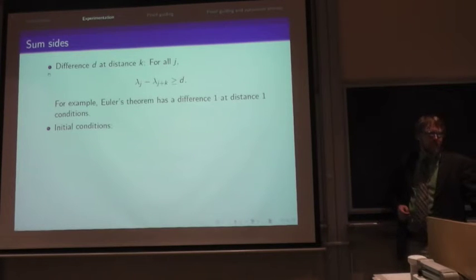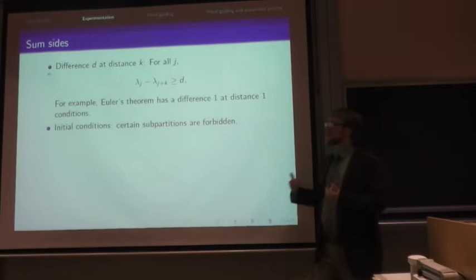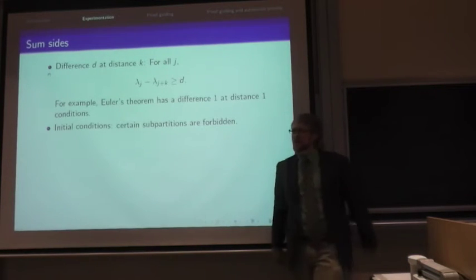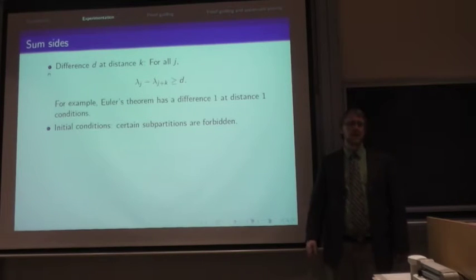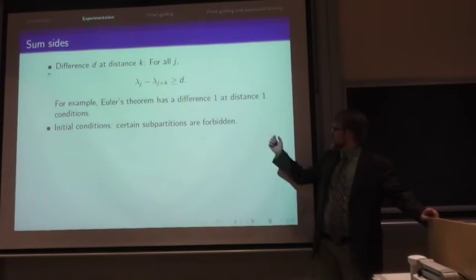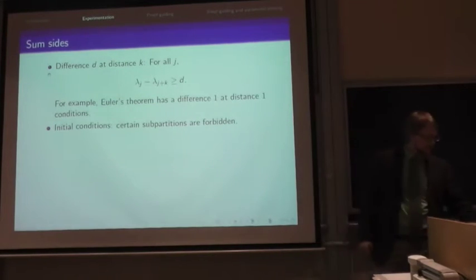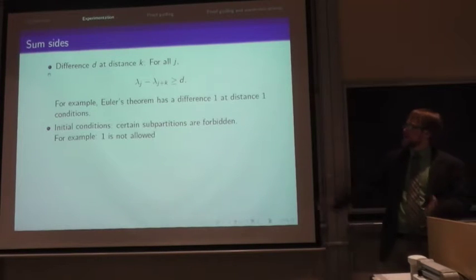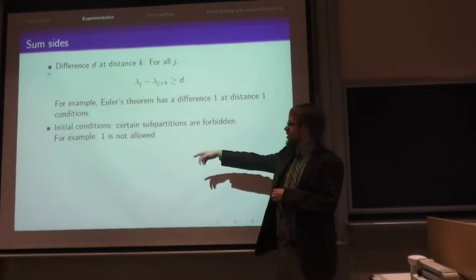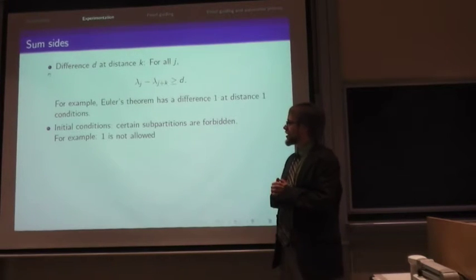We'll also want to have some sort of initial conditions. We don't see that in Euler's theorem, but we will quite often say that certain subpartitions are forbidden. I won't give a technical definition of subpartition. It's just if you take a partition and take some subset of the parts, that's a subpartition. So you could just say 1 is not allowed. You can use any parts you want, except for 1.